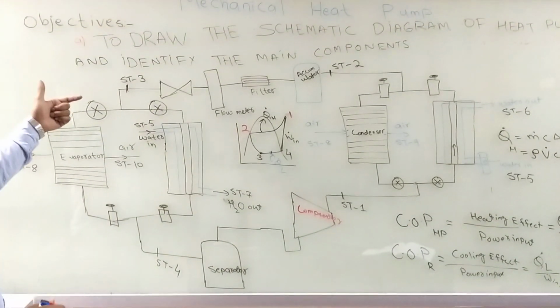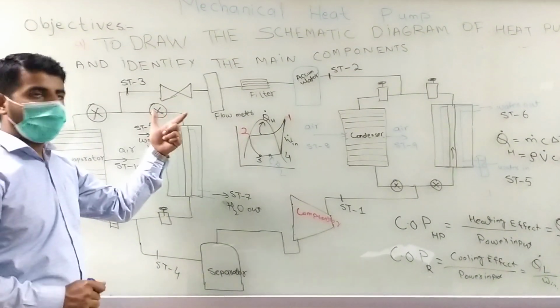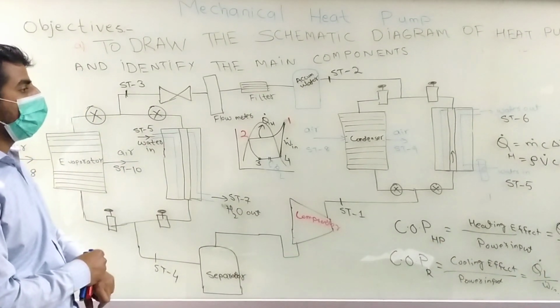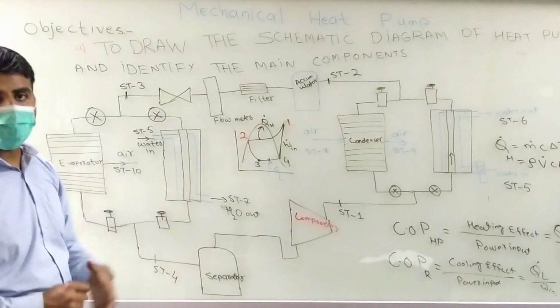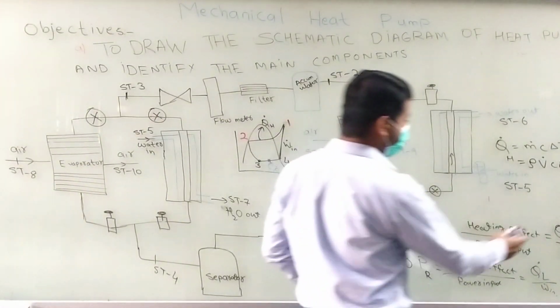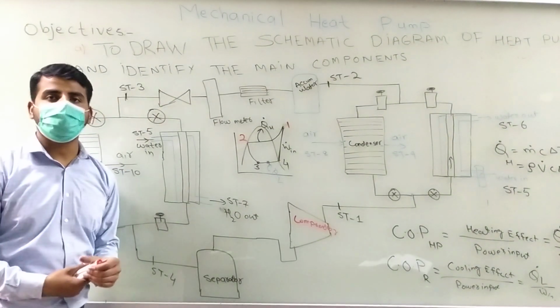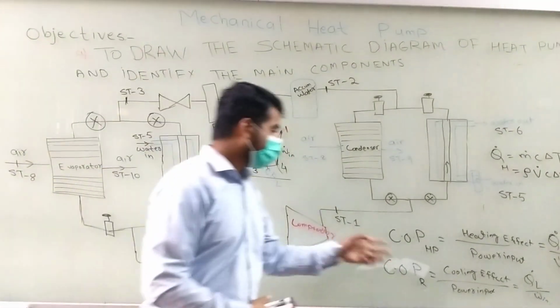So the first objective was to draw the schematic diagram that we have covered, and the second objective was to calculate the heat absorbed in the evaporator and heat released in the condenser. That we have also done: Q dot H and Q dot L and how to calculate that. And the third objective was how you have to determine the COP. So that is your third objective.